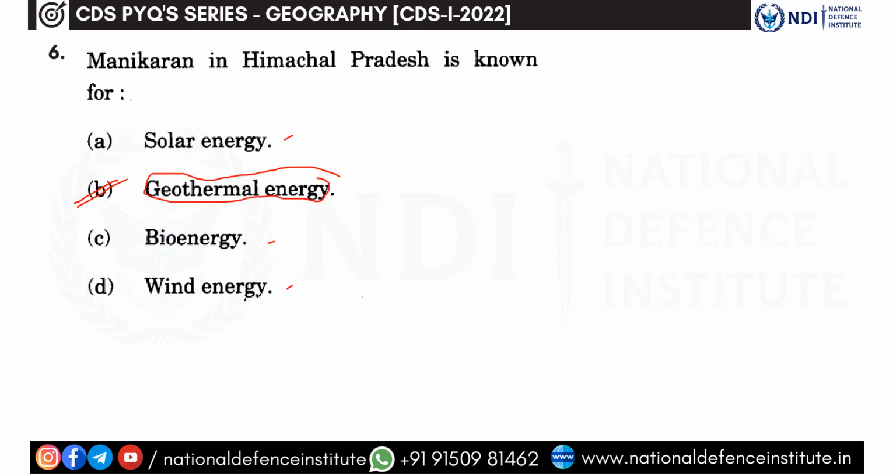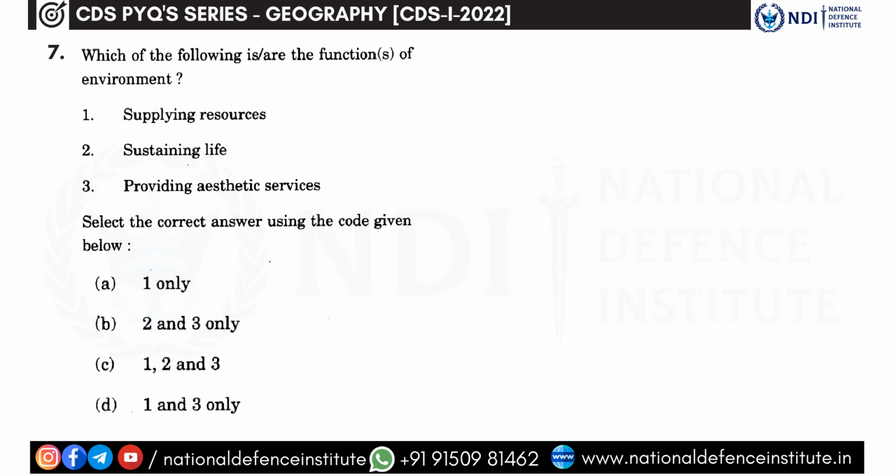Okay. Next one. Which of the following are the functions of the environment? Why do you need the environment? The environment gives some ecological services, like for example, supplying resources, of course, yes. So the answer has to be A, C, and D. Sustaining life, of course, yes. Why are we struggling to safeguard our environment? Because it helps us sustain life. So obviously 1 and 2. Where you have 1 and 2, you can directly go for option C as your answer, even if you are not reading the third one. But providing aesthetic services, of course, right?